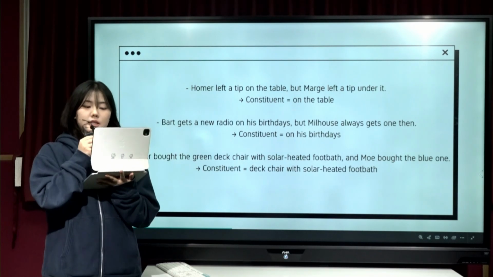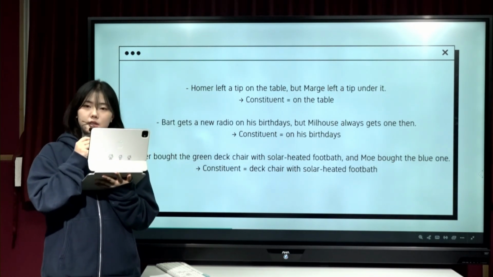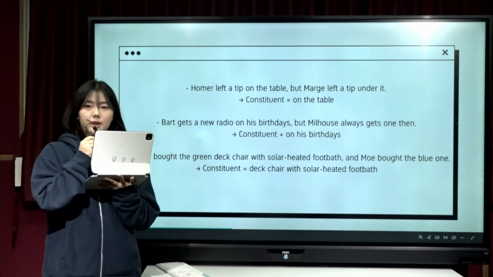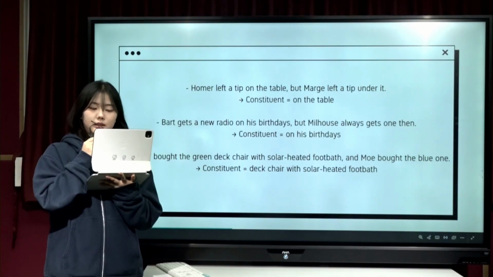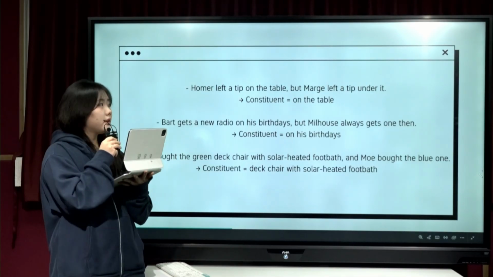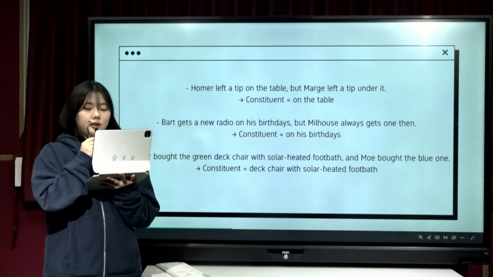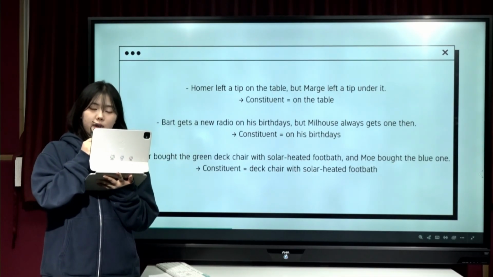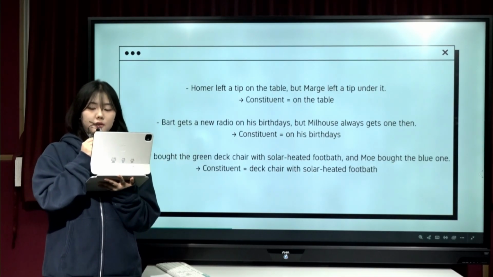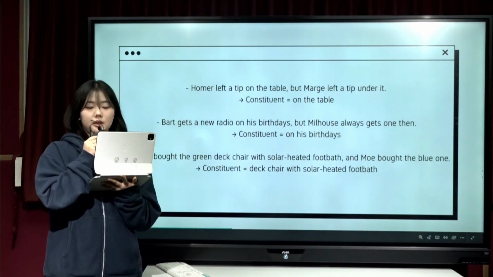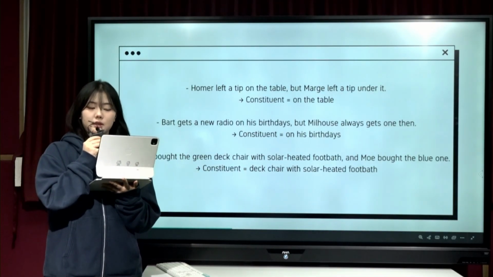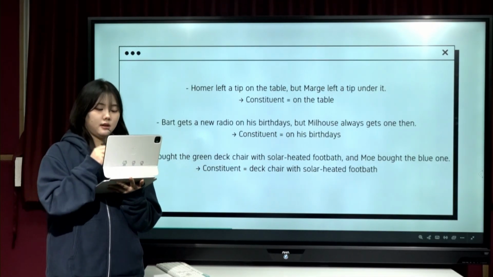To apply the test, we check if part of the sentence can be replaced by a proform while still making it a grammatical sentence. For example, Homer left a tip on the table, but Marge left a tip under it. Here, on the table is replaced by under it, showing it is a constituent. So the test gives us evidence of which parts of the sentences are real units.